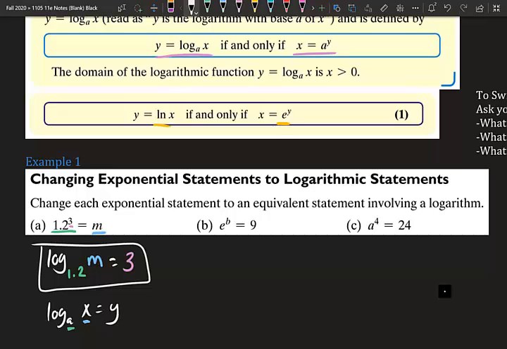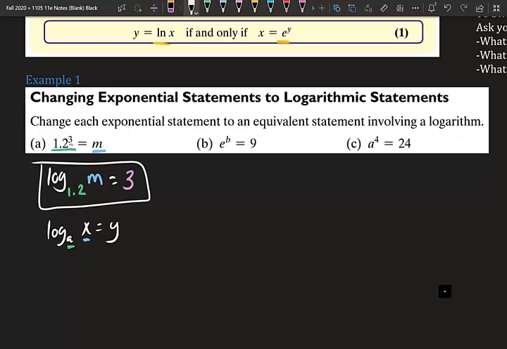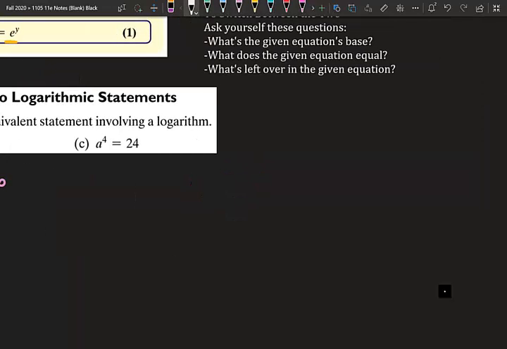All right, let's do the next one. So here it says e. When we're talking about e, we're talking about ln. So if we have base e, that means ln. So we have ln. What does the given equal? It equals 9. And what's left over? b. All right, same thing. We're going to follow the template of log base a of x equals y. So we're going to write log first. What's the given base? We're given a as the base. What does the given equal? 24. What's left over that we haven't put? 4.